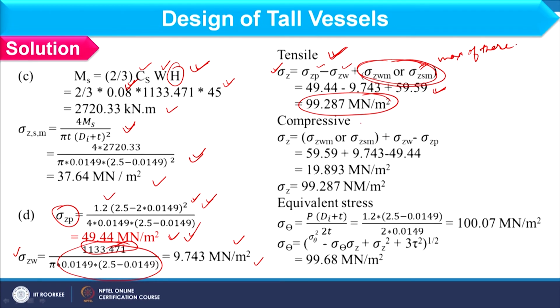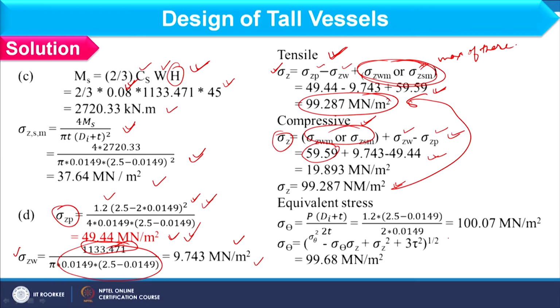In a similar way I can calculate for compressive stress. This is the resultant stress, and the expression for compressive stress is given like this, and here I am having 59.59, that is the maximum of these two. Sigma ZW and sigma ZP values are given to us. So, we can find out the resultant stress considering the compressive condition as 99.287. So, you can consider these two.